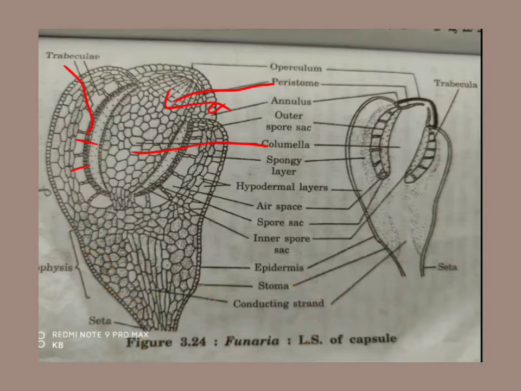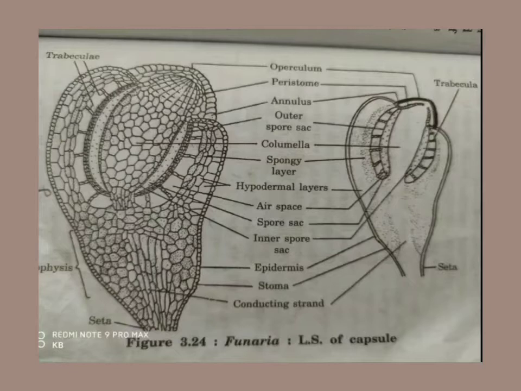This is the LS of the capsule, and it is the most important figure and most important question in this unit. Operculum, peristome, annulus, columella is the middle portion, spongy layer, hypodermal layer, air space, spore sac, inner spore sac, epidermis, stoma, conducting strand, seta, apophysis, and trabeculae. These all are the parts of this capsule.